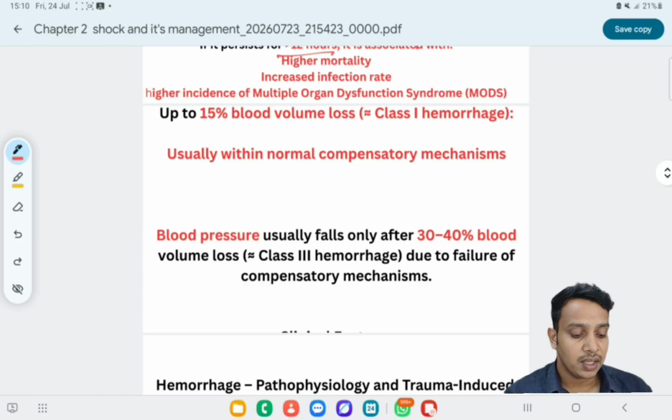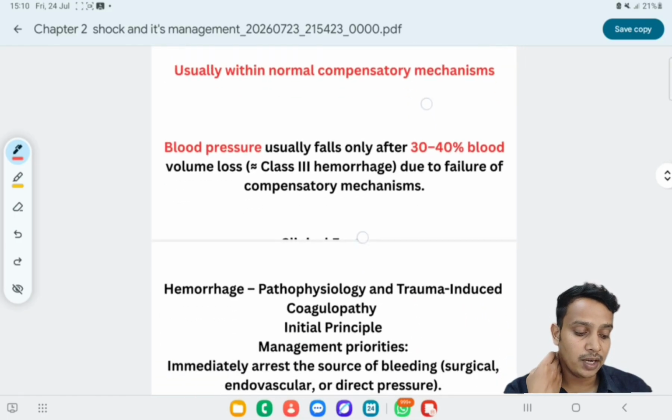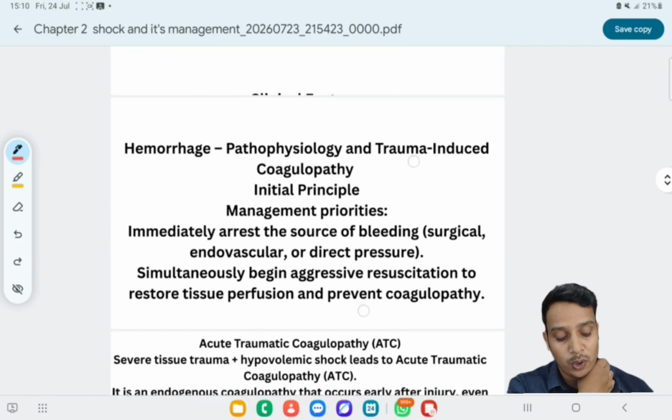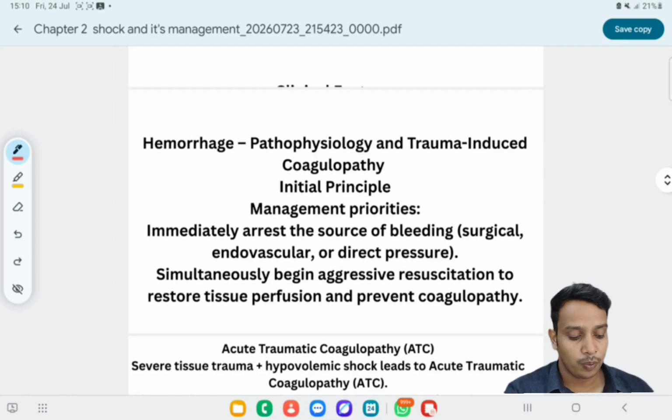So basically, the pathophysiology of hemorrhage and trauma-induced coagulopathy. The initial principle of management of any kind of trauma hemorrhage is to arrest the source of bleeding, either by pressure, by using a clip or any kind of suture, or any kind of endovascular intervention. So first arrest the source of bleeding, and simultaneously aggressive resuscitation is very important. Both things should go hand in hand.